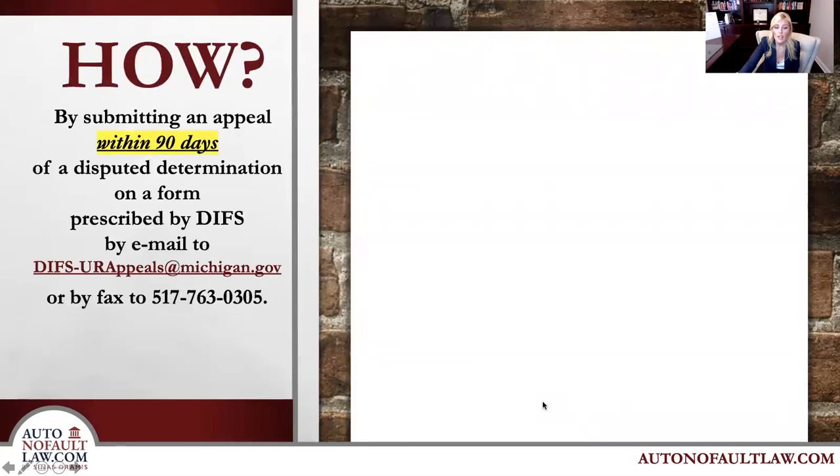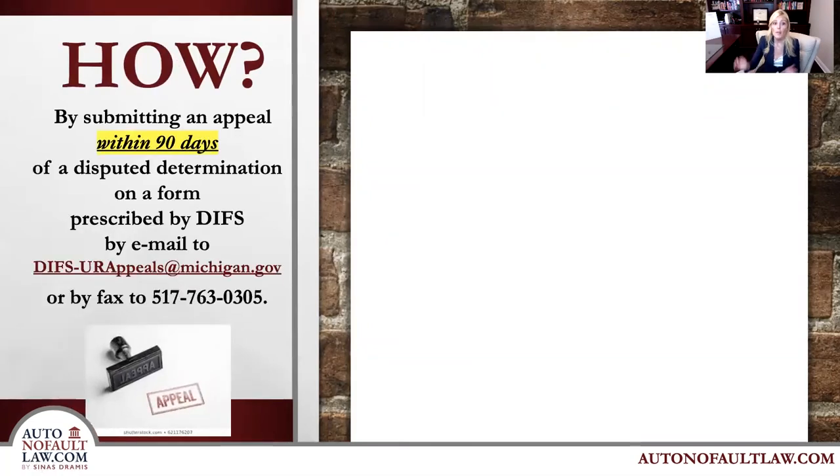How does a provider who wishes to pursue an appeal through DIFS do so? Well, they must submit an appeal within 90 days of the disputed determination. Recall that I mentioned the written notice of determination: it's very important that providers track the date of the determination, because as a medical provider in Michigan, you only have 90 days from the date of that determination to file your appeal form with DIFS.